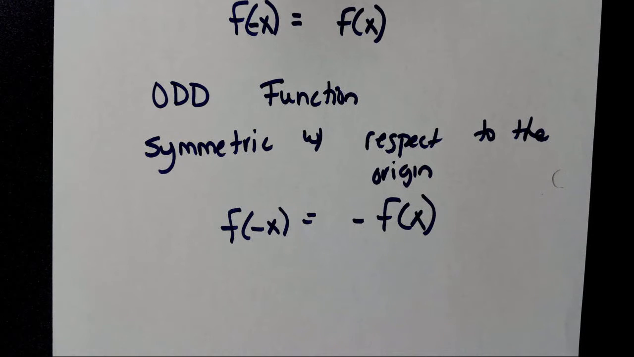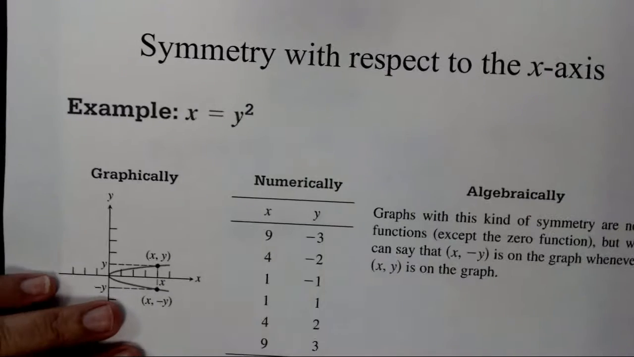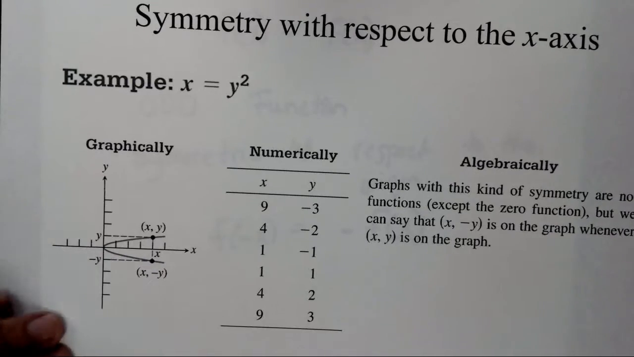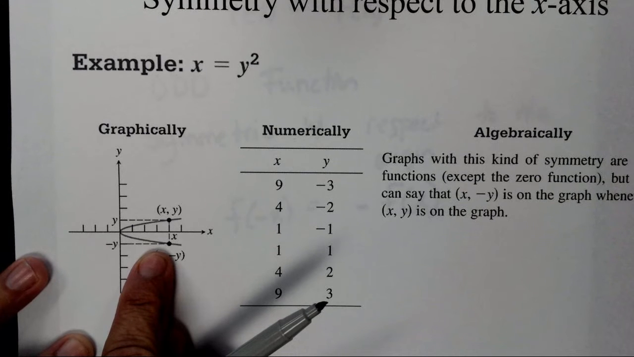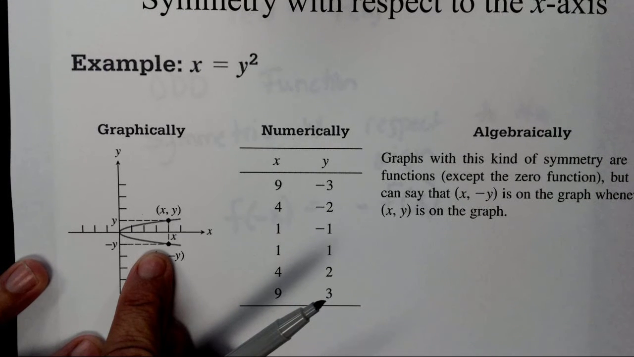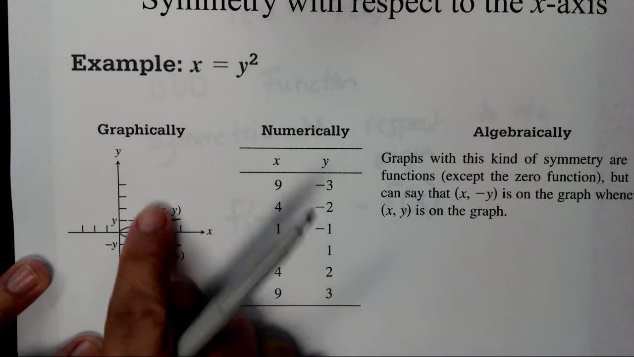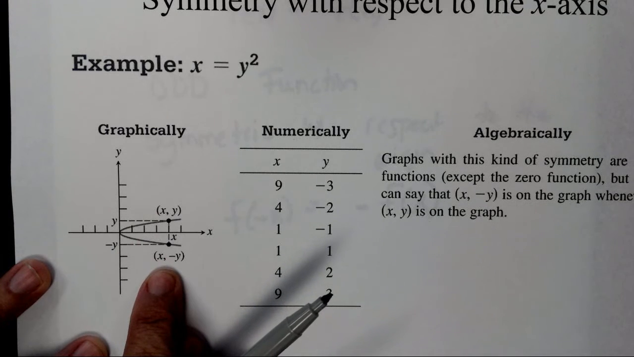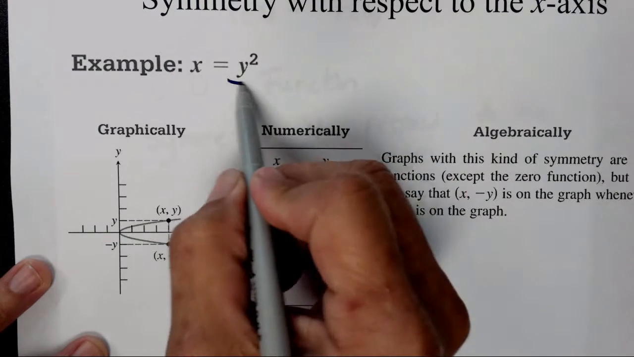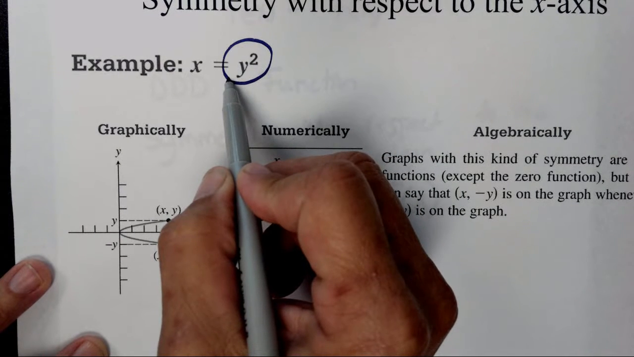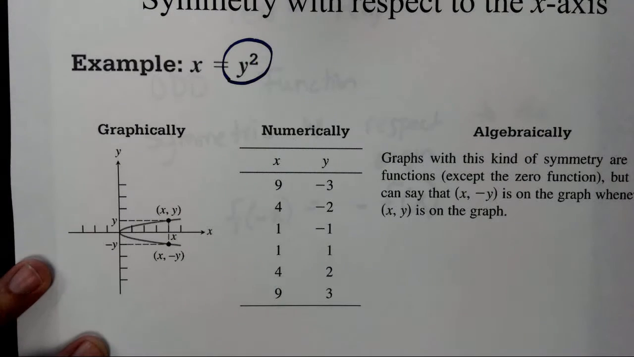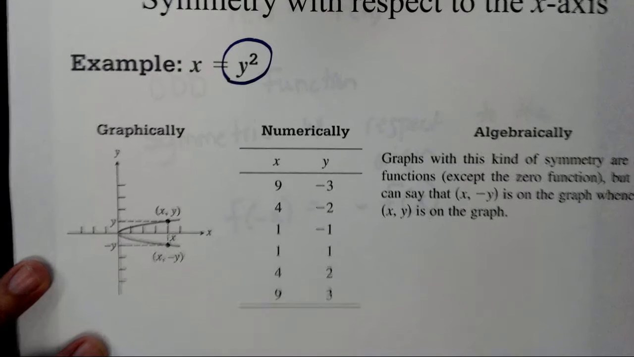All right. You can also have symmetry with respect to the x-axis, but it's not going to be a function, right? That's not a function. If I have symmetry with respect to the x-axis, then it is not a function. And so keep this in mind. Y squared is the sideways parabola, which is not a function. So that's why it's not labeled odd function or even function. It's not a function, period.